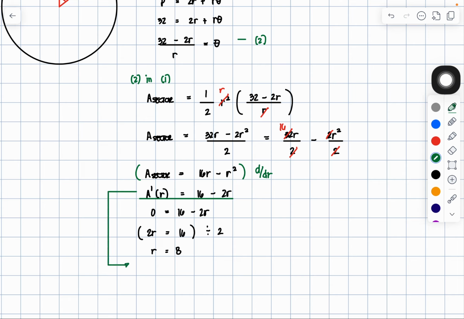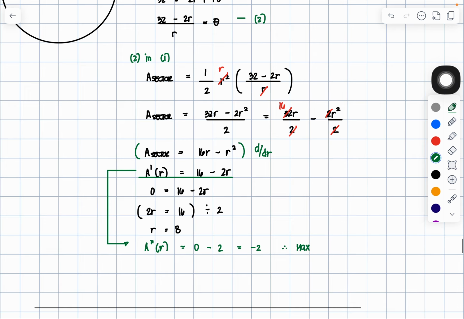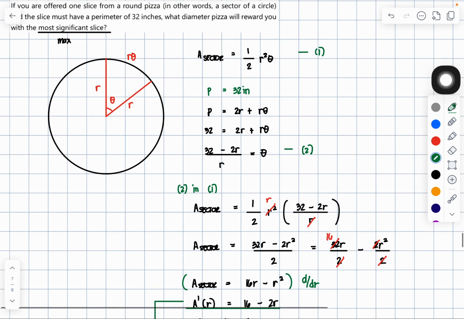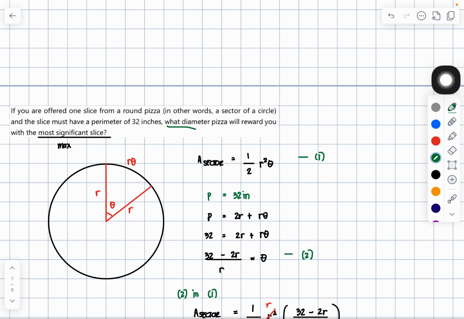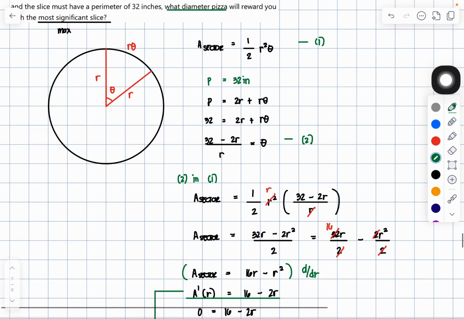So, A double prime of r. Derivative ng 16, 0. Derivative ni 2r, 2. So, as you can see, ang sagot natin dito negative. Since negative, this will give you the maximum. So, itong r is equal to 8, itong radius na 8, would give you the maximum area.